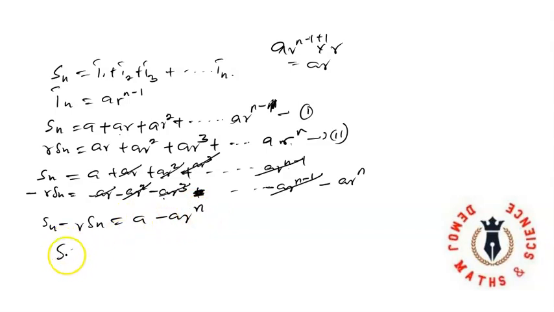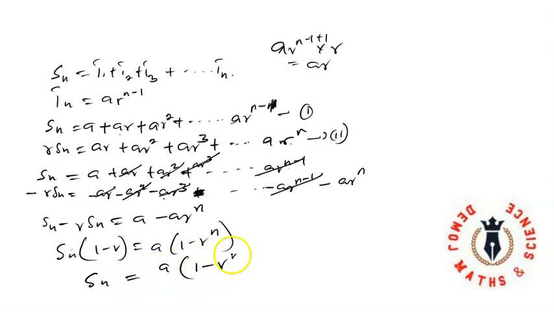Now let's factorize. Sn times 1 minus r is equal to a into 1 minus r raised to the power n. So that Sn, the sum of a finite geometric series, is the same thing as a into 1 minus r raised to the power n, all over 1 minus r.